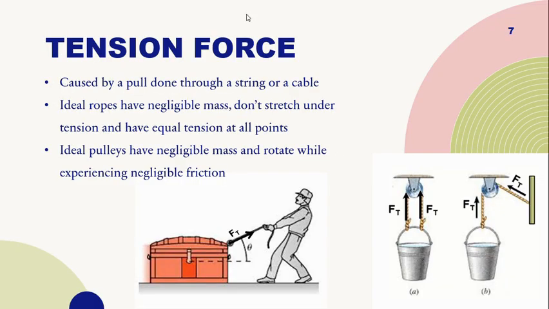Next up is the tension force, and the notation for this one is F sub T. The tension force is caused by a pull done through a string or a cable. It can't be a push because you can't push objects with a rope.